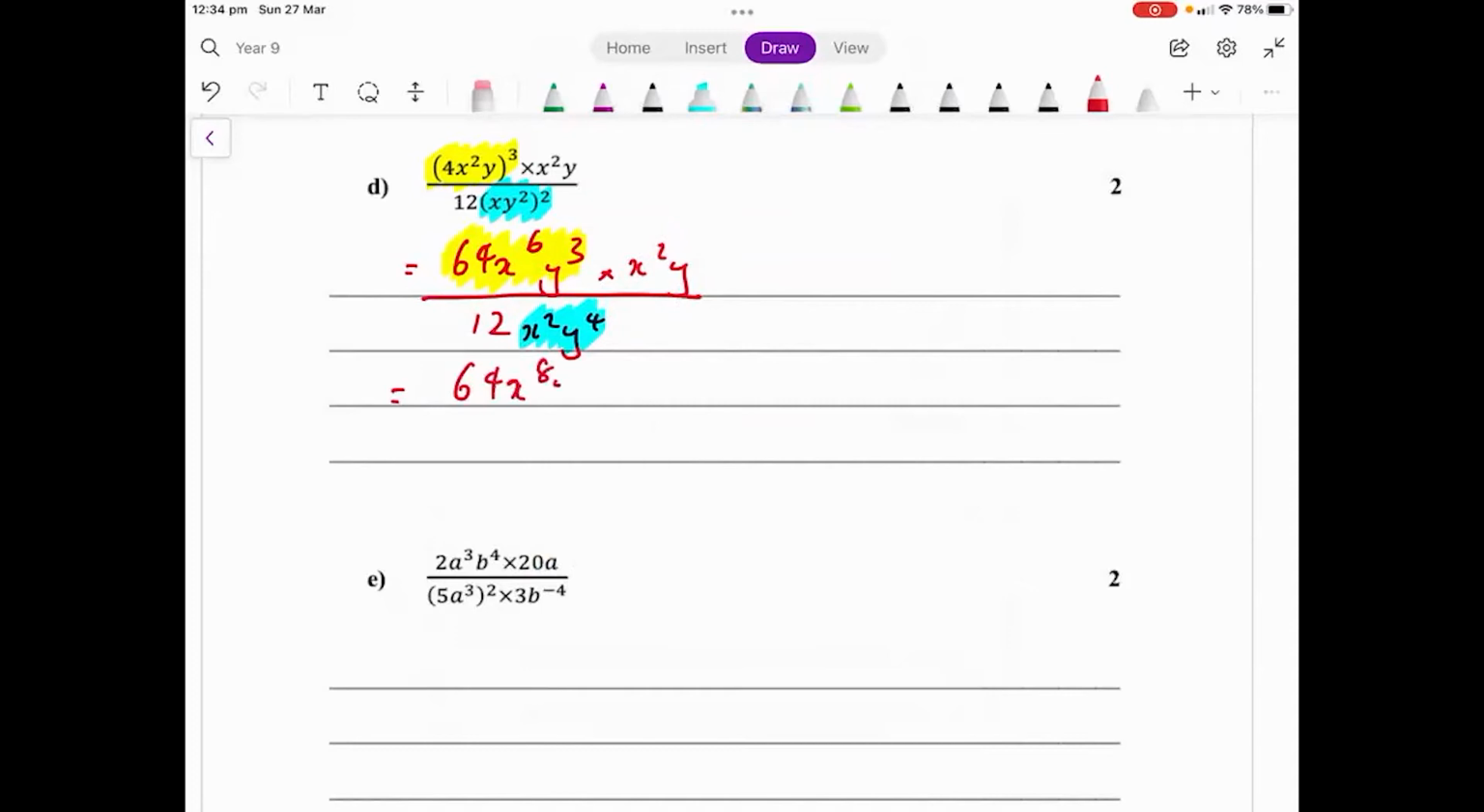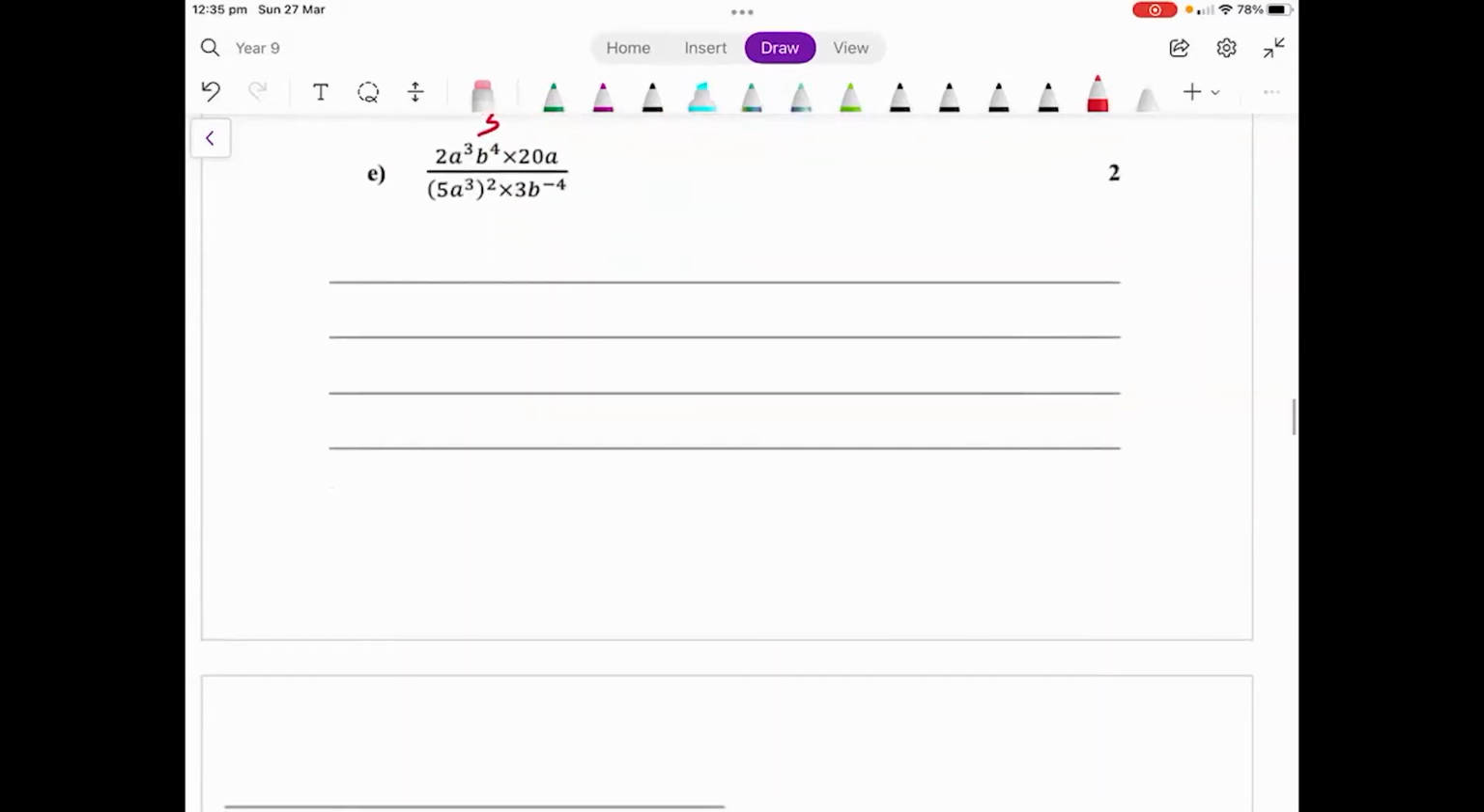And finally, we clean up everything to give our final answer. 64 over 12 becomes 16 over 3. For the x's, we do 8 minus 2 for the powers. That gives us x to the power of 6. And the y's, it's y to the power of 4 over y to the power of 4. So they cancel, and it's just 16x to the power of 6 over 3.